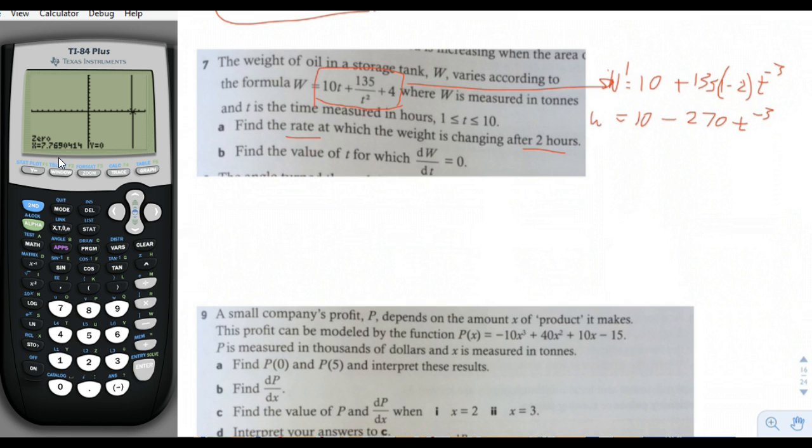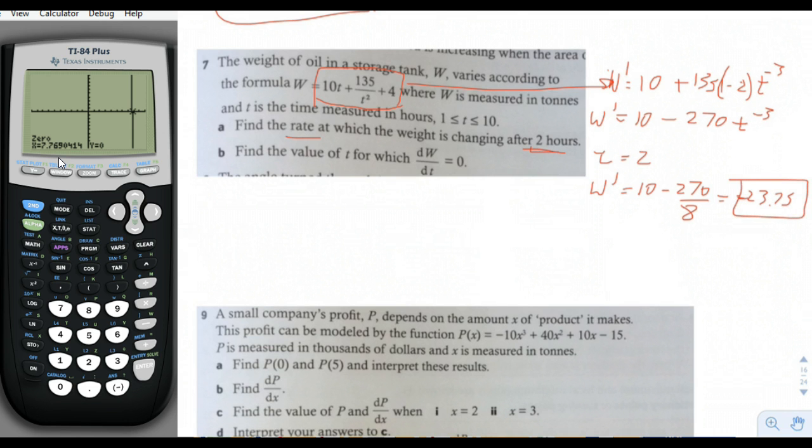Okay, that's the rate. So first it says, find the rate at which the weight is changing after 2 hours. So when t equals 2, what is w prime? It's equal to 10 minus 270 times 2 to the negative 3. Well, 2 to the negative 3 is like 2 to the third in the denominator, and 2 to the third is 8. So let me figure out what this is for you. 270 divided by 8 is 33.75. I'm going to subtract that from 10, so that'll give me negative 23.75.